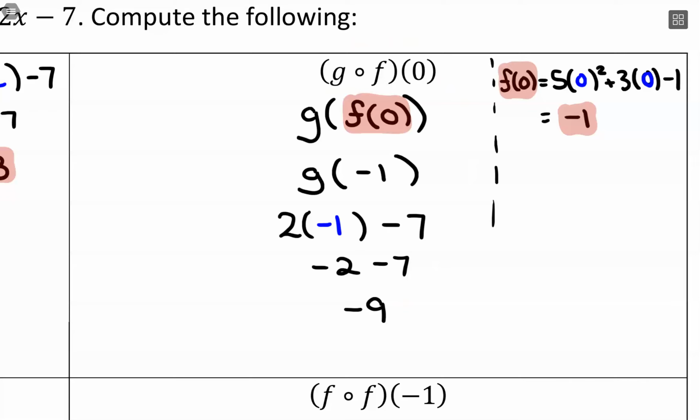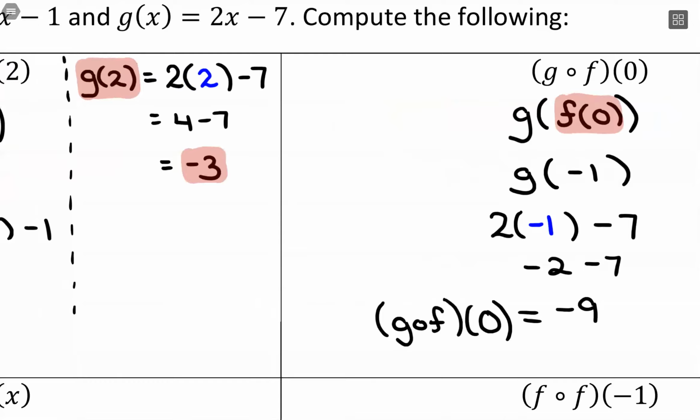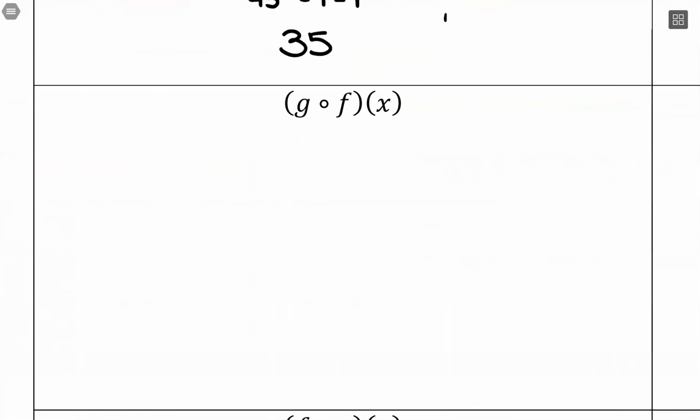In fact, we could summarize that at the end. We do all this solving. We could say g of f of 0 is equal to negative 9. That would be kind of a final spot for us to land. All right. So this next one, g of f of x. So g of f of x.